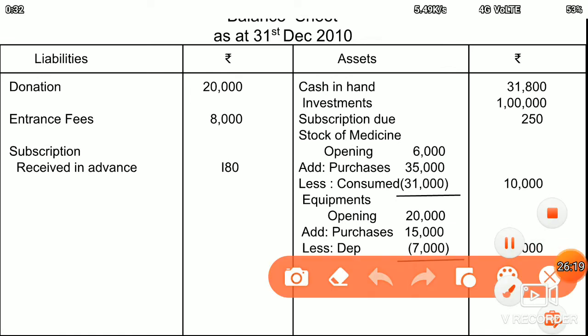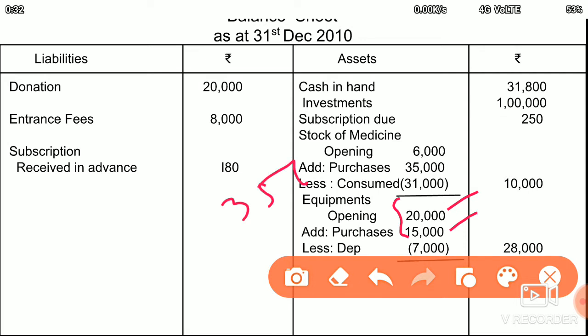Now equipment's opening value from the additional information is 20,000. In the receipts and payments account, new purchases made for equipment is 15,000. So the total value is 35,000, including the opening and the purchases. Then we have already calculated the depreciation in the income and expenditure account. So the depreciation on 35,000 was 7,000. So we are going to deduct this 7,000. If we deduct this, our closing value will be 28,000.